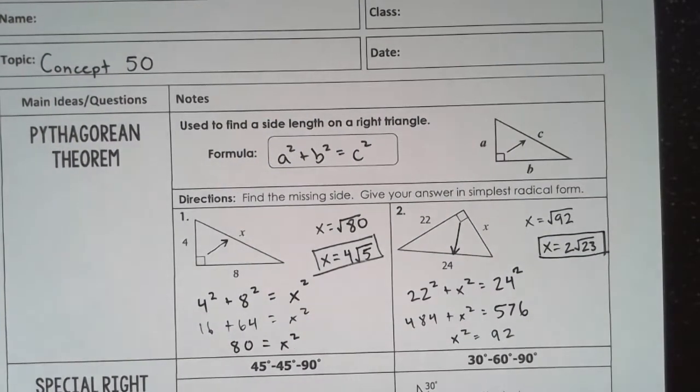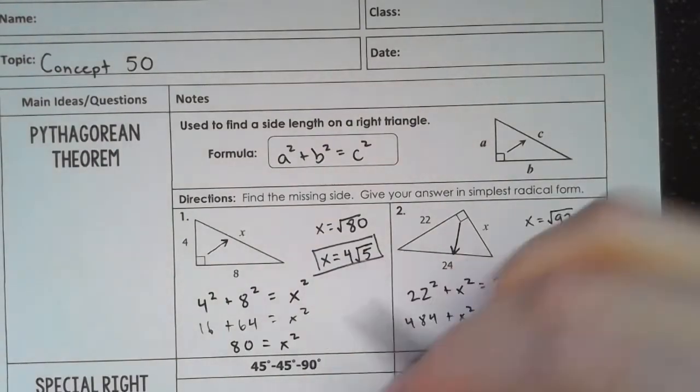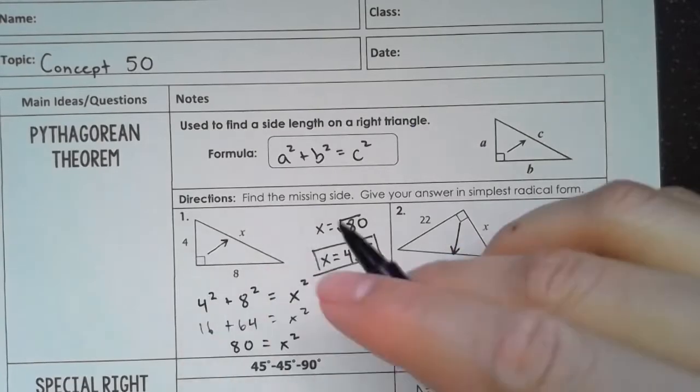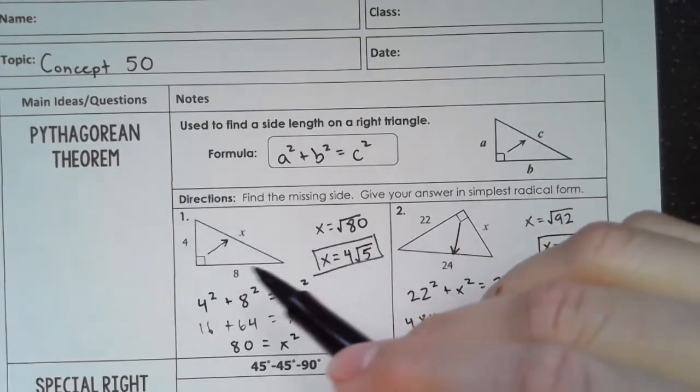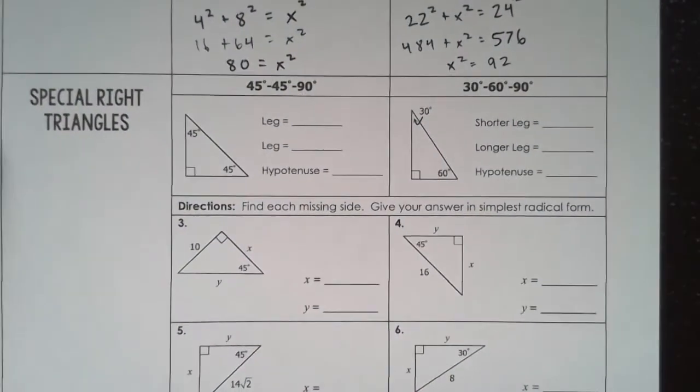And why are we doing this again? Because this entire unit deals with right triangles, so we have to be able to know how to solve them. As they get more complex, as we start throwing angles in them, we're going to start needing our trig ratios. So the next idea is the special right triangles.